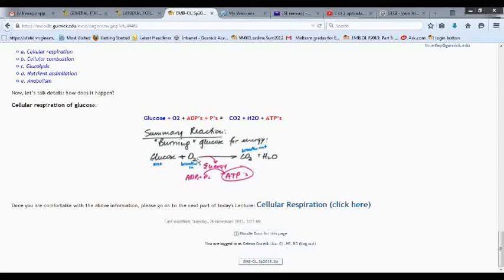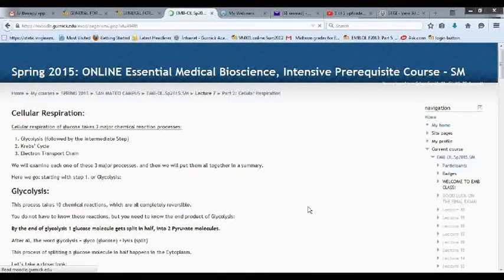Okay. As a result, a lot of energy gets released, and that energy is used to take the ADPs, which is your discharged battery, reattach the phosphate groups to that, and produce a bunch of ATPs. Okay. So the next thing we're going to do is talk about the process in a little bit more detail. Okay, so we're going to go on to part 2, cellular respiration.